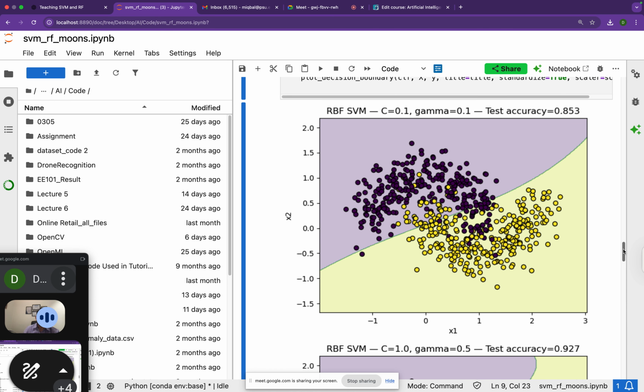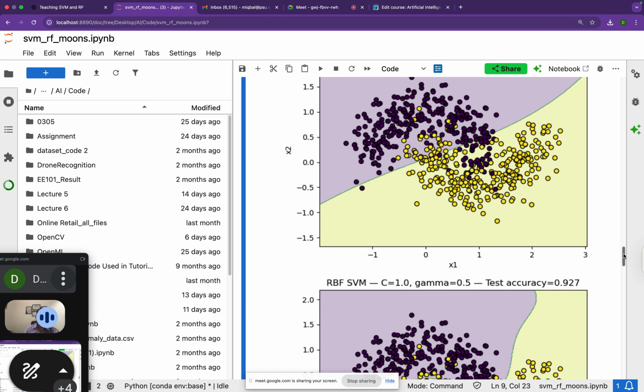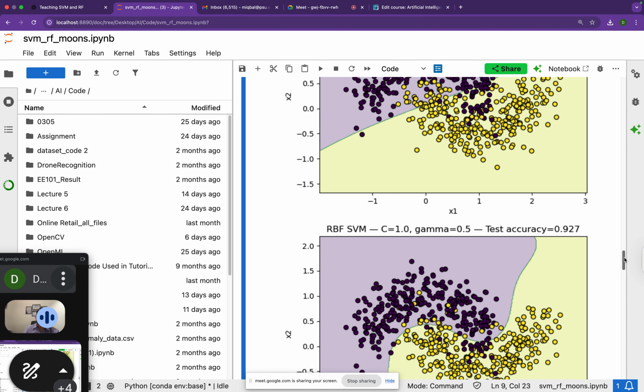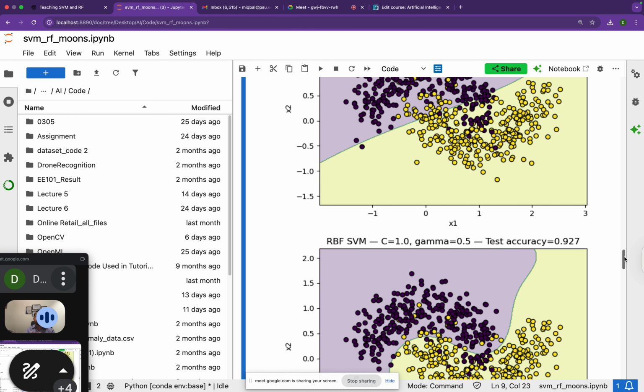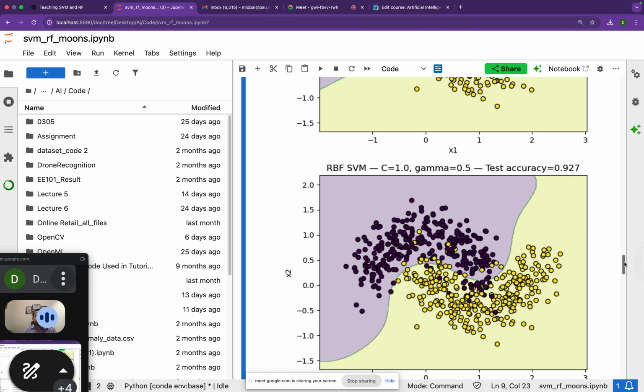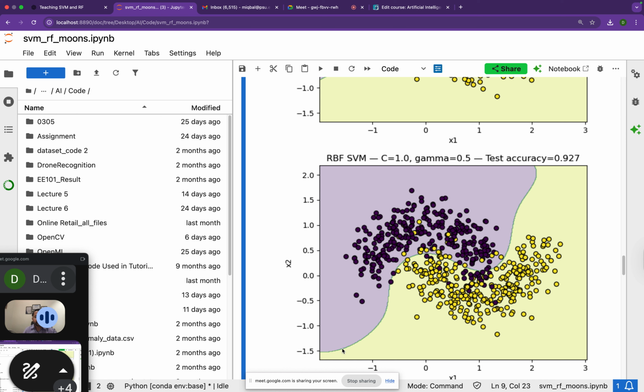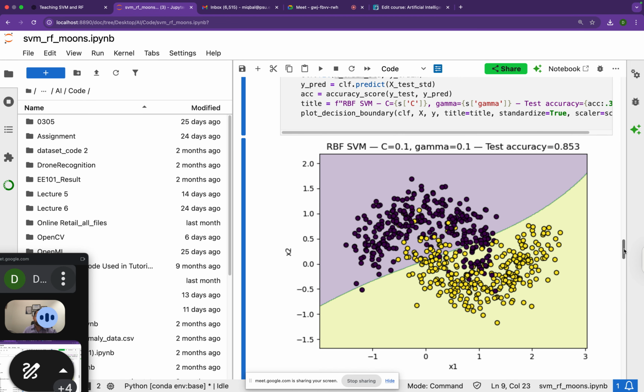Then we set the value of C to 1 and give gamma a bit more flexibility. You understand my point? We let the gamma wiggle around. You see here, it's going here and then it wiggles, because we set the gamma to 0.5, which means you are allowed to wiggle. Here we told the gamma you can't wiggle.